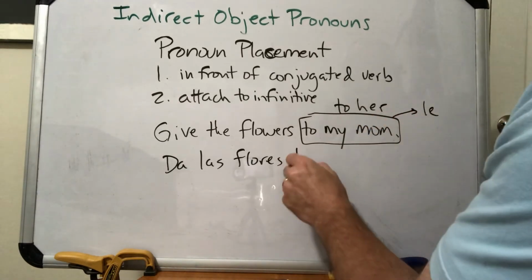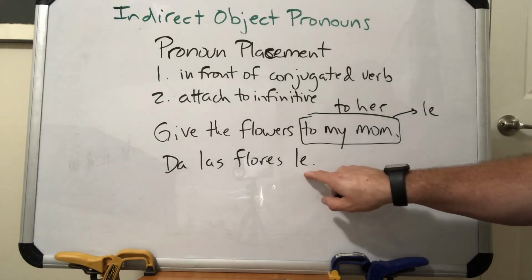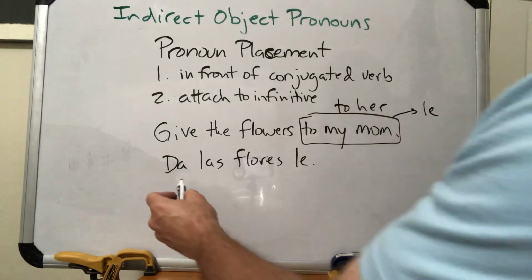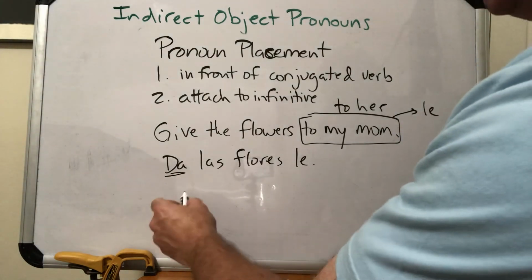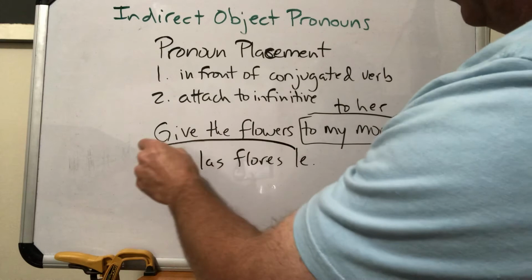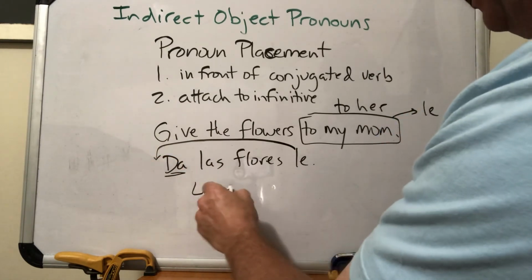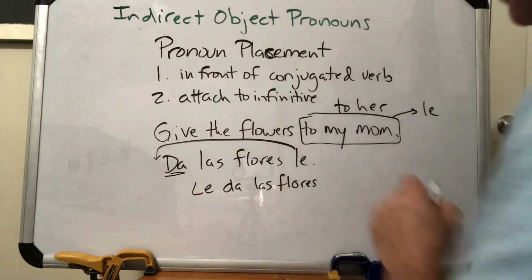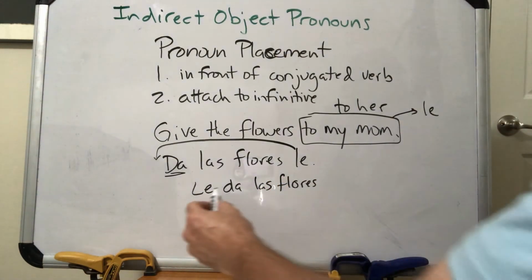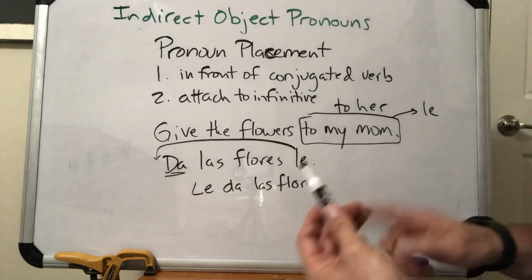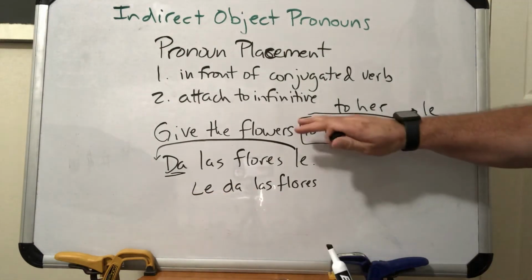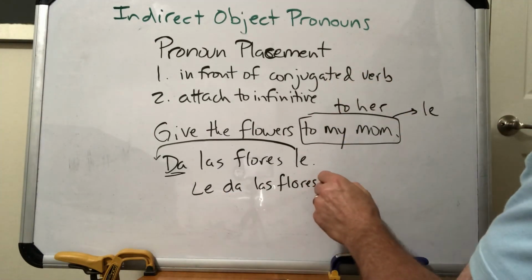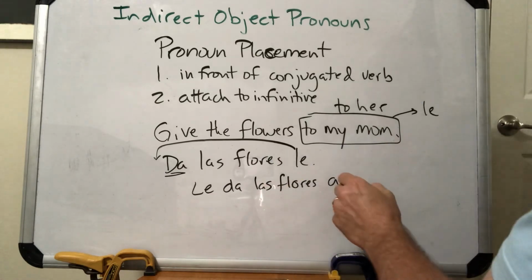Okay? But remember, it doesn't work in Spanish to leave it there. We have to move this in front of the conjugated verb. Notice that's the very first word of my sentence, which is okay. I just moved the le, which now becomes the first word in my sentence. Le da las flores. Now, if you want to clarify, because remember, le could mean to him or to her. If we already know it's to my mom, you don't need to clarify. But you could put a little a phrase there. Le da las flores a mi mamá.